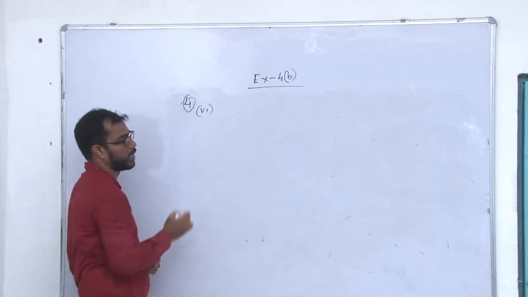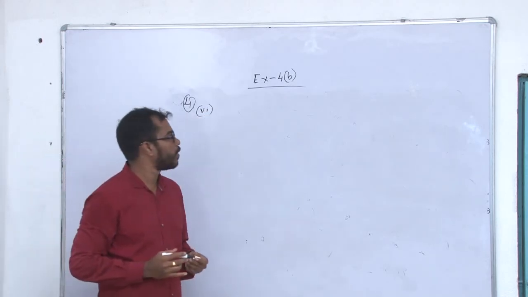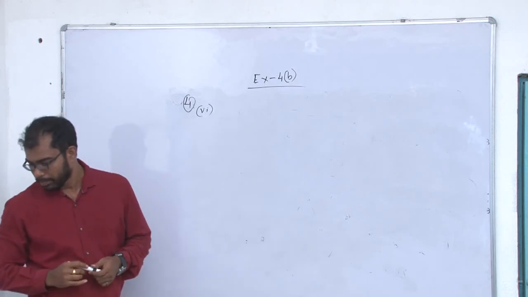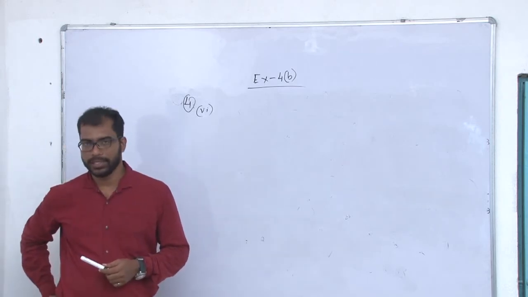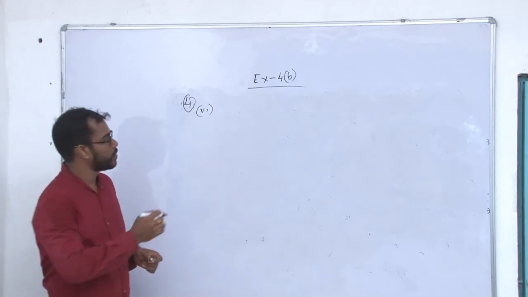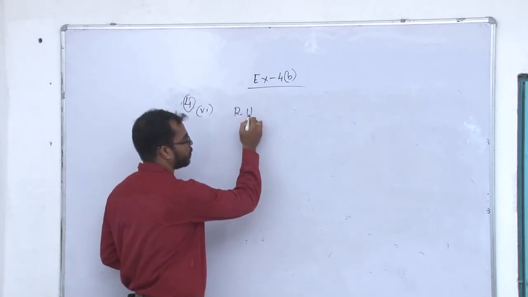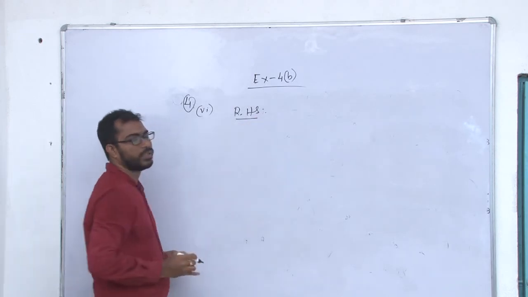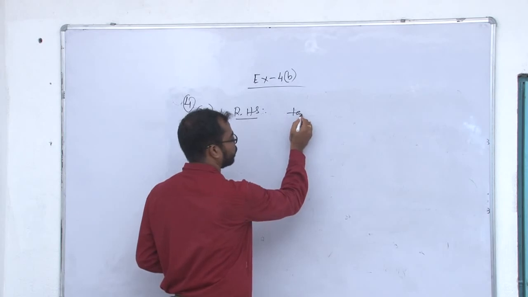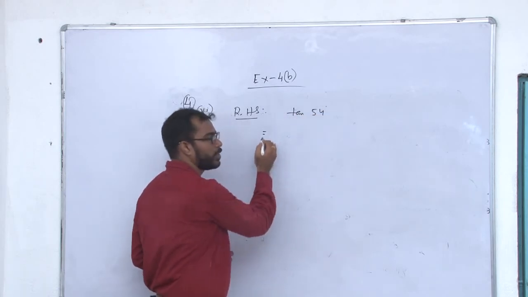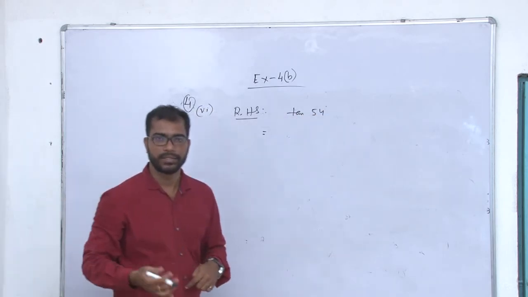That is question number 6. We can take either LHS or RHS here, but in these problems you can take the RHS. So the RHS is tan 54 degrees. Do you know the value of tan 54 in the standard angles?